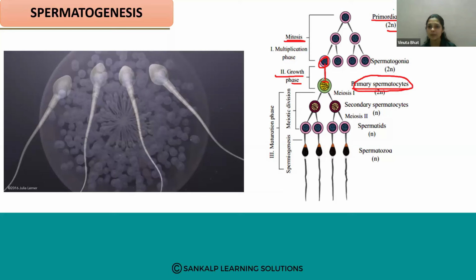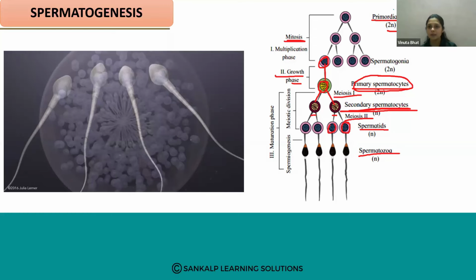Okay, so this primary spermatocyte will undergo meiosis 1 and form two cells, and these two cells are called secondary spermatocytes. The secondary spermatocytes undergo meiosis 2 and form the spermatids. These spermatids are round in structure, and they undergo structural changes and become spermatozoa. This phase is called the maturation phase. This process is called spermatogenesis.